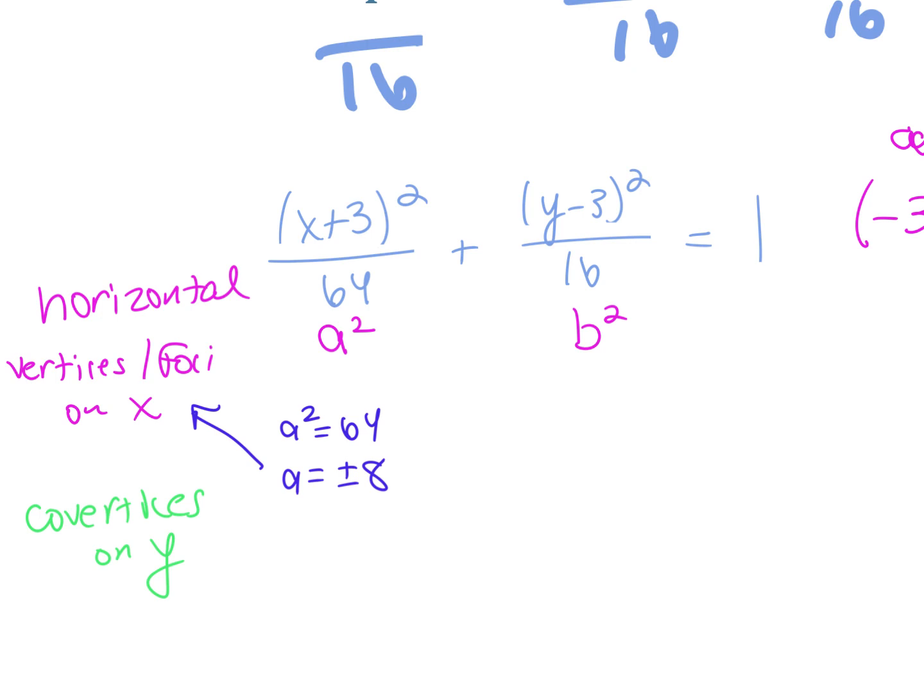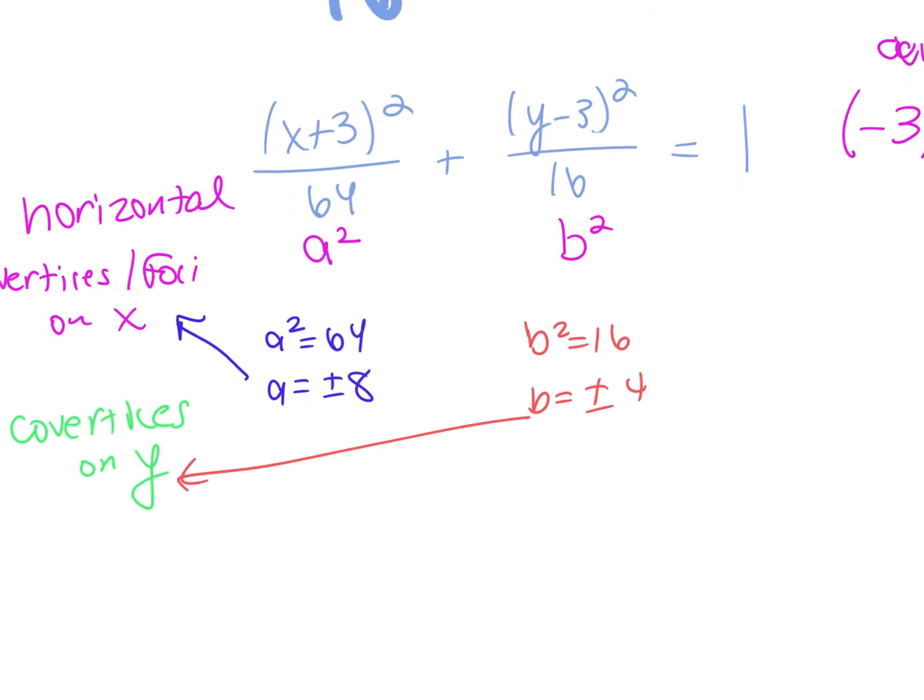So if I'm going to find my b value, well, b squared equals 16. So b equals plus or minus 4. So I'm going to do what? Add and subtract 4 to the y. Look, guys, look how easy that is. If you just tell yourself, okay, where are my vertices and my foci? The x. That's where I add and subtract. Where is my co-vertice? The y. That's where I add and subtract. It makes your life easier, I promise. So let's find the c value.